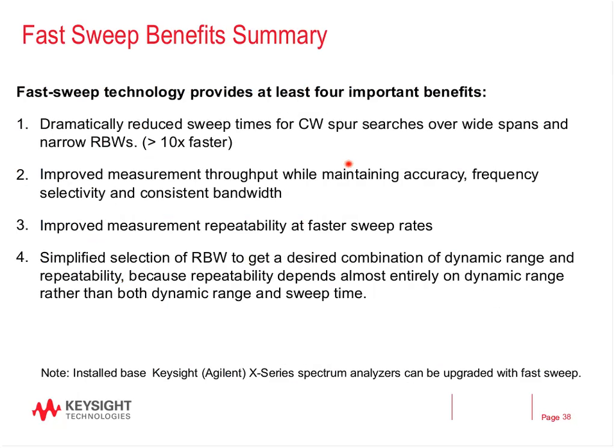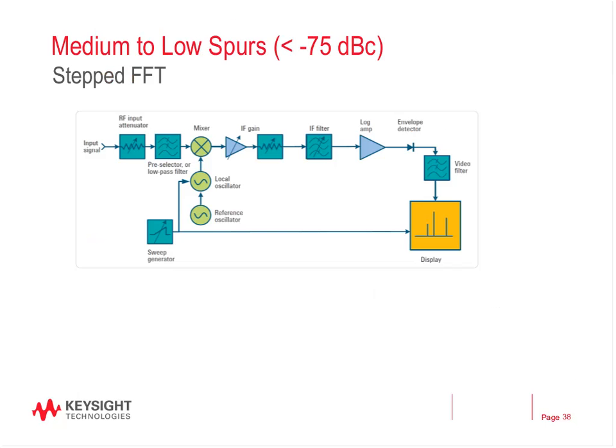So in summary, fast sweep technology allows you to do four things. You can dramatically reduce sweep times for CW spur searches. You can improve your measurement throughput while maintaining accuracy. You can improve your repeatability. And it also gives you a lot more flexibility to balance the two. Time, repeatability, and accuracy can all be balanced in a much easier way without taking a significant hit on time. So very powerful, and this is available on all our new X-series spectrum analyzers, including the new EXA. So let us know if you need any more details on that.